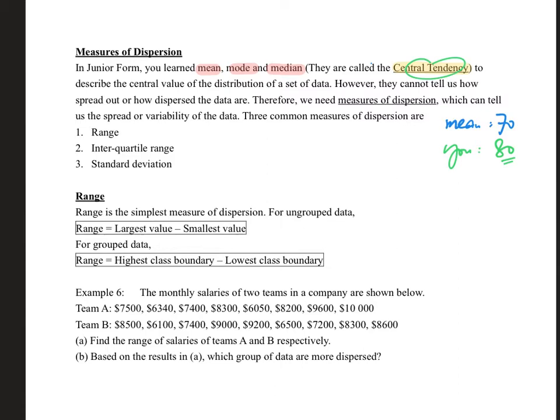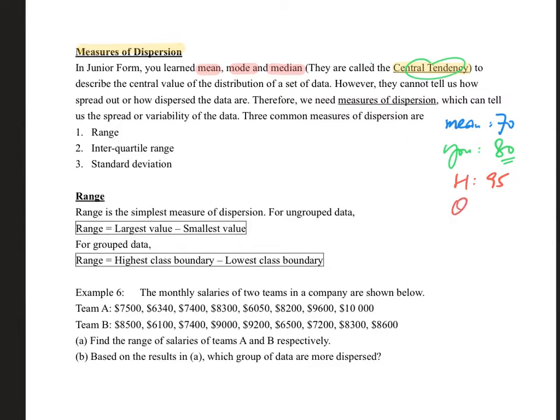So that's why in this chapter we introduce another concept called measure of dispersion, which tells you about the highest value, the lowest value, and then Q3, Q1. If you still remember, you learned something like this in Form 2 or Form 3. For example, if I tell you the highest mark in your class is 95, wow, then you may be a bit unhappy because you've got only 80, which is quite far away from 95.